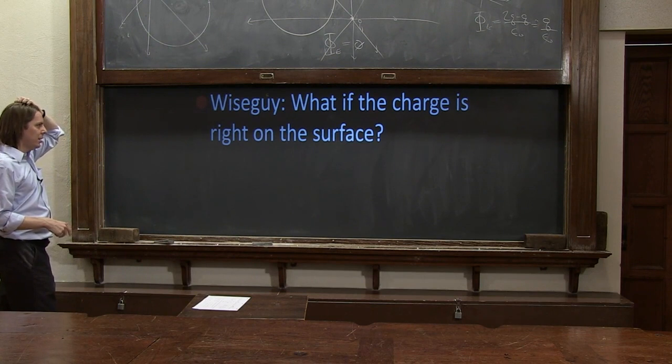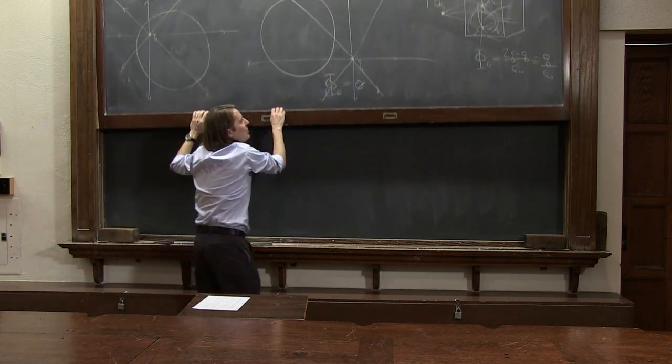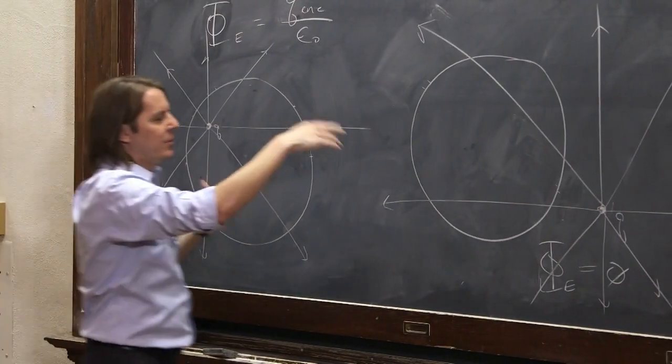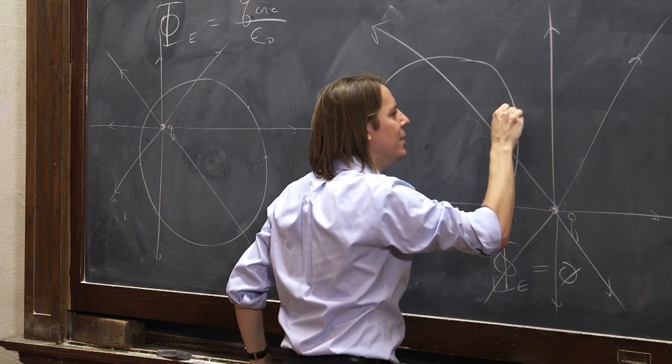Wise guy, what if the charge is right on the surface? Yes, what if the charge is right on the surface? Well, that's an appropriate name for that person. So let's just take this sphere. Wise guy is asking, what if there's one literally on the surface? Even if it's a point charge.